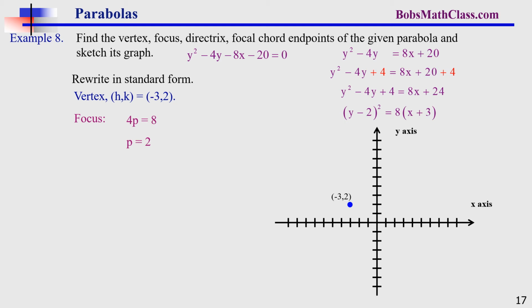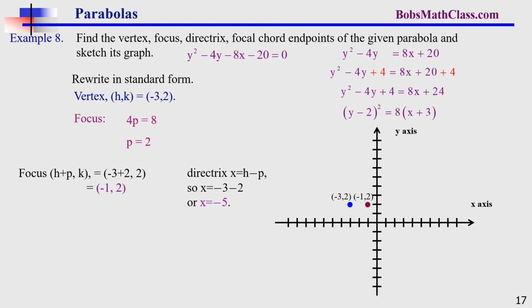Okay, so we have our vertex, which is at -3, 2, and all we're going to do is count. Count 2 units to the right, and then that will be where the focus is. So we can either use the formula h plus p, comma k, or just count. So it gives us -1, 2. Now the directrix, again, count 2 units the opposite direction, or you could use x equals h minus p, which is -5.